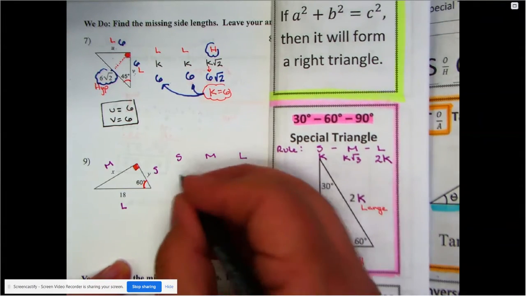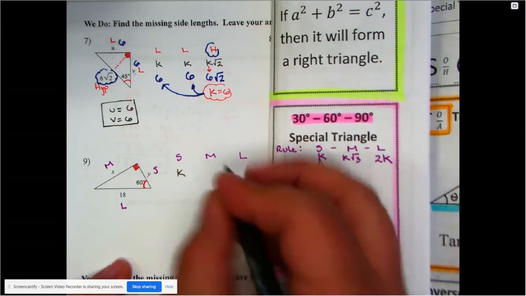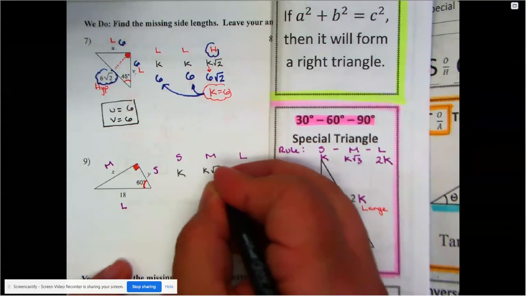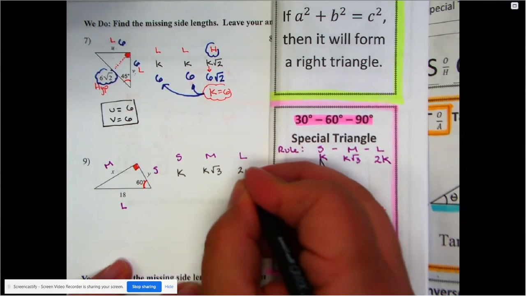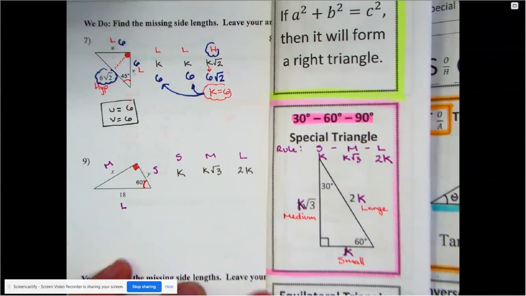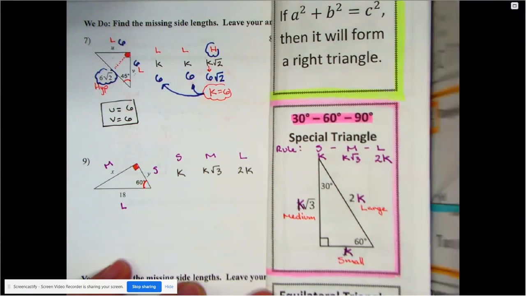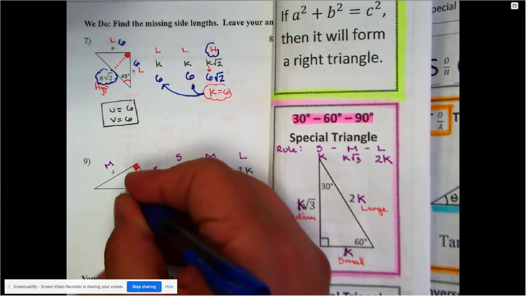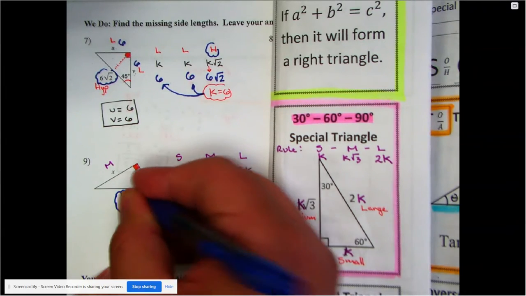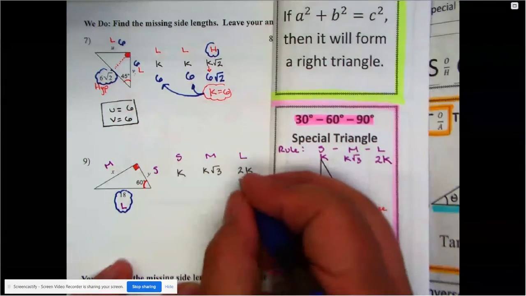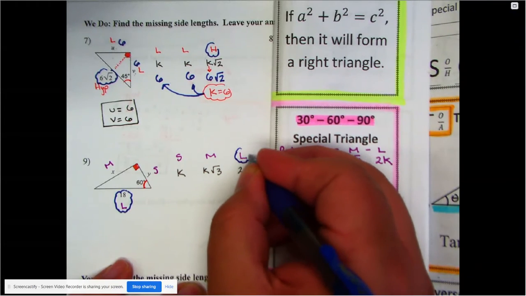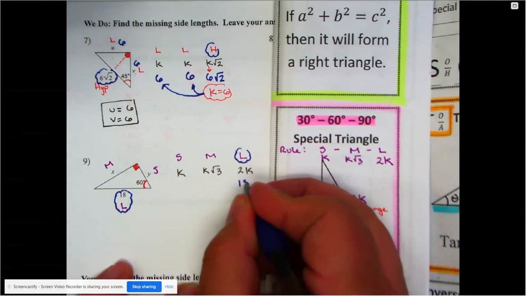It says K, K radical 3, and 2 times K, or 2K for short. Now, it's time to spot the number. What's the only side they actually give me? Well, they gave me an 18. And notice how it's connected to the L for large. That means here's the L for large. I'm going to put an 18 right here.